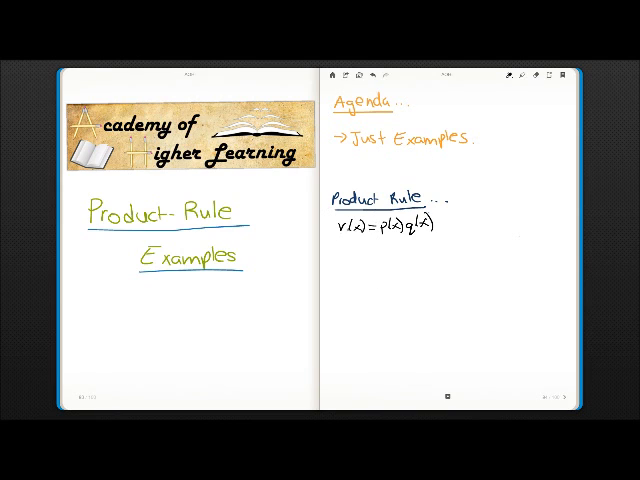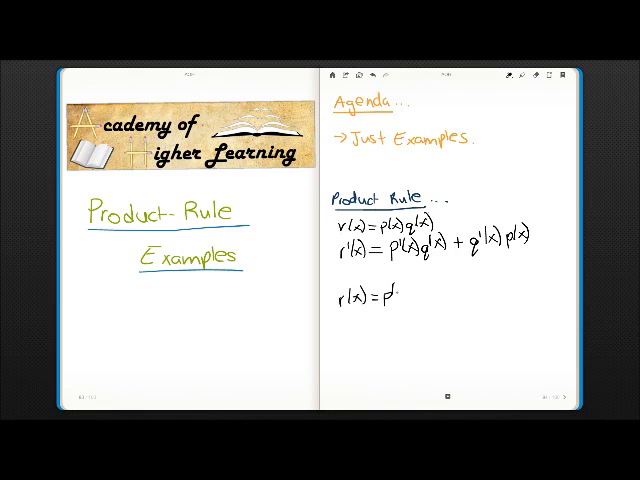When we have a function that is a multiple of two functions, such as r of x equals p of x, q of x, in order to find r prime of x, what we have to do is take the derivative of the first function times the second function plus the derivative of the second function times the first function. And if you have three functions, I'm just going to show you that too.